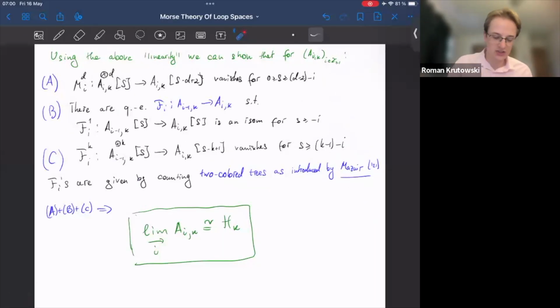And these properties happen to be enough to show that there is a direct limit like this, and it is a DGA, and moreover, it is the DGA that we started with. So that's how we deal with higher infinity operations. Maybe it's not the best way to do that, but it's something that works. All right. Are there any questions here?